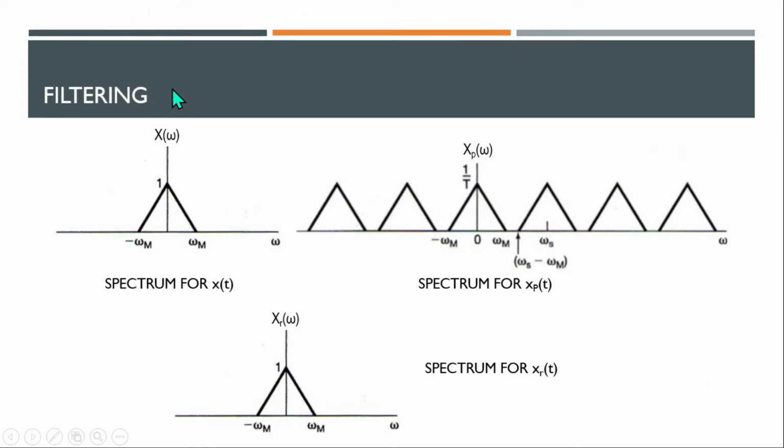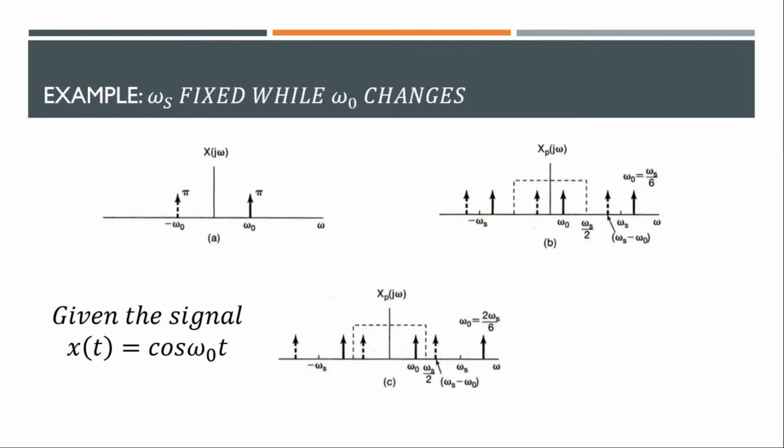A band-limited signal can be filtered out from the spectra of its samples using a low-pass filter. This is called the recovered signal x sub r of t, and its spectrum represents the spectrum of the original message signal. In this case, there should be no overlapping in order for the spectrum of the recovered signal to fall into the passband of the filter. Let us now analyze the spectra when the frequency omega naught changes while the sampling frequency omega sub s is fixed.